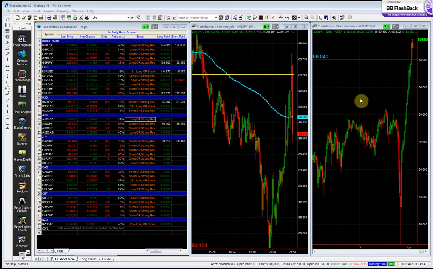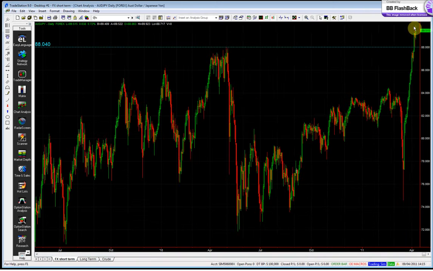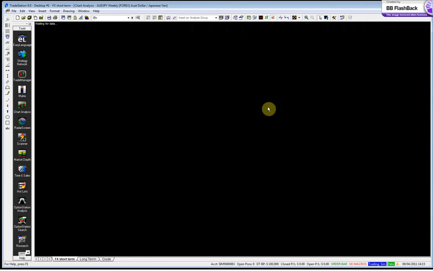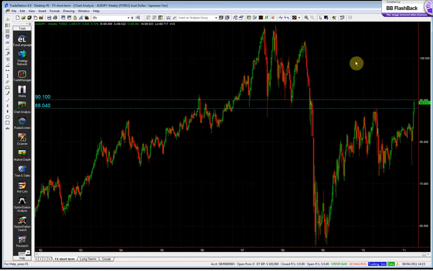Okay, so the Aussie yen then. The Aussie is the strongest, and we are seeing continued weakness in the yen. So, starting as we normally do with the Aussie yen, here's the weekly.